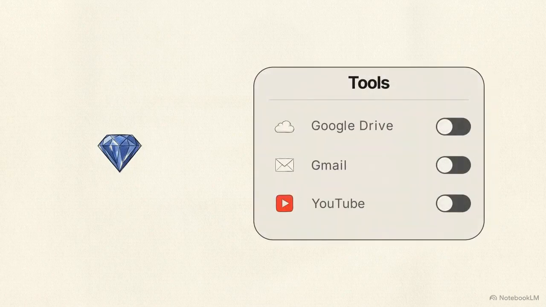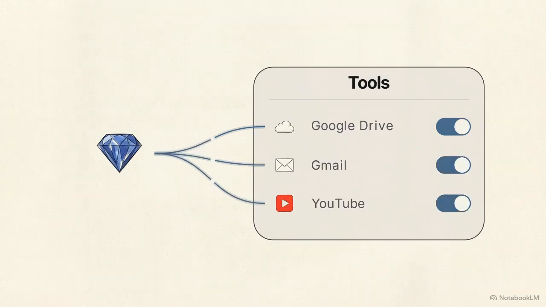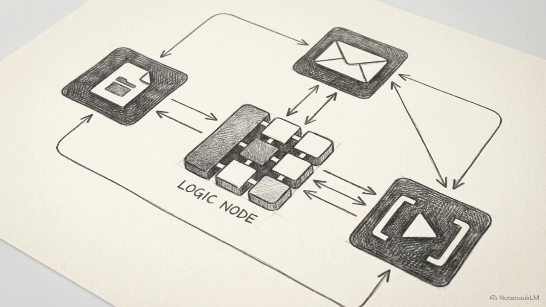Finally, configure the Tools section. By toggling on these extensions, you grant the gem permission to read live files from your Google Drive, search your Gmail, or pull transcripts directly from YouTube videos. Combining custom uploaded files with live ecosystem permissions turns this tool into a specialized workflow asset.